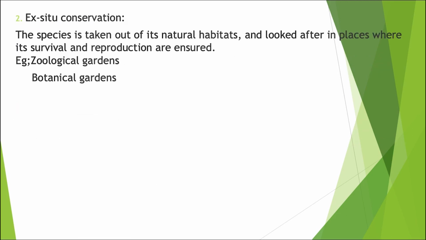Ex situ conservation. Here the species is taken out of its natural habitat and looked after in places where its survival and reproduction are ensured. Botanical gardens, zoos, field gene banks, captive breeding, and genetic resource centers are some examples of places where ex situ conservation occurs.